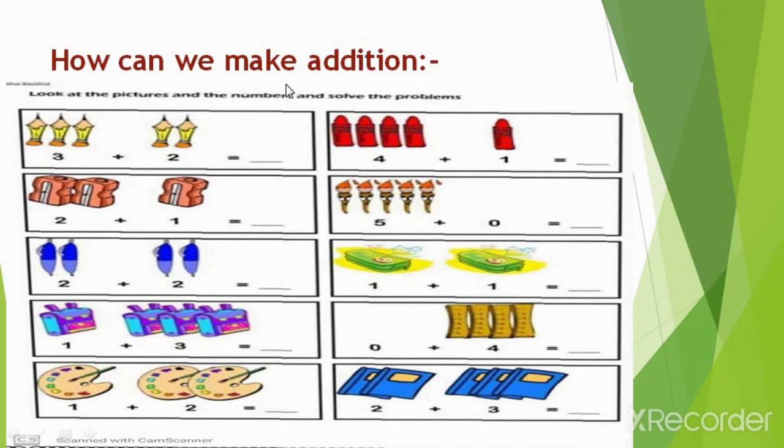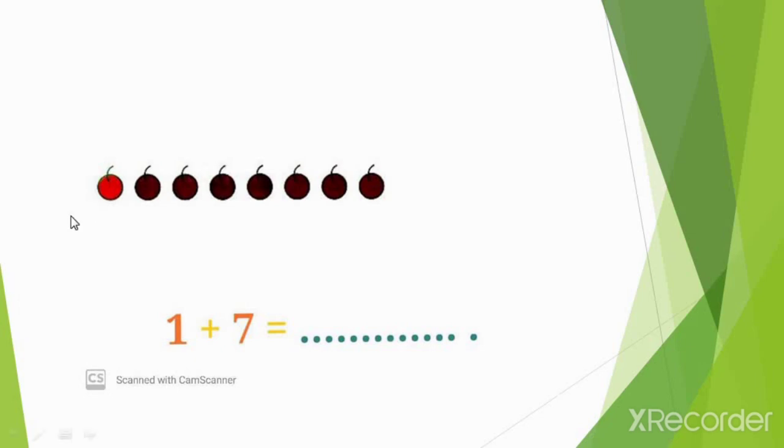How can we make addition? Look at the picture. These are the 3 pencils. These are 2. Count it together. 1, 2, 3, 4 and 5. So this is the way we make an addition. We have to count given groups together and make a total sum. Okay. So 3 plus 2 we get 5.